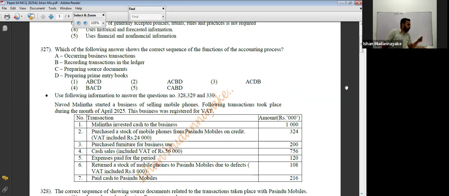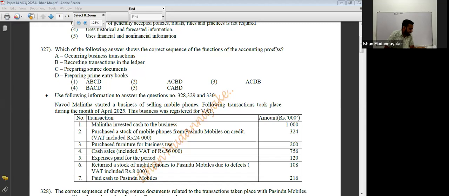Which of the following answers shows the correct sequence of the functions of the accounting process? Question number 327, what's the answer? Yes, Amani, correct? Yes, third one is the answer.